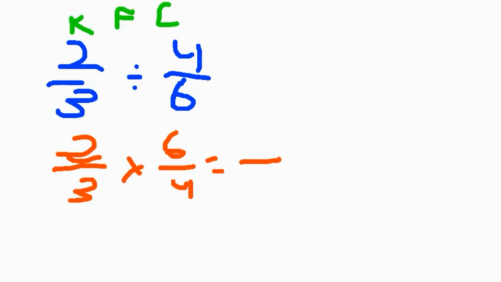What is 6 times 2? That is 12. And what is 3 times 4? That is 12. And what happens when we have the same number in the numerator and denominator? That means it equals 1.